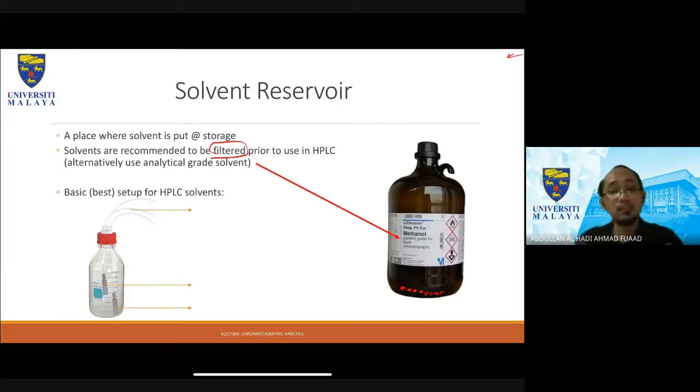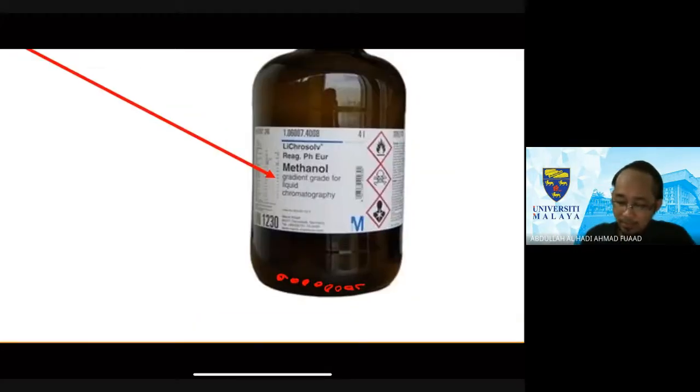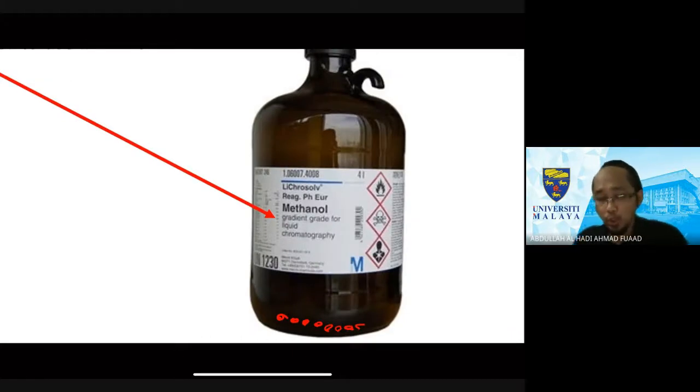Otherwise, if you just purchase the ones that are ready for use, of course it depends whether you want to filter it or not. It is always recommended that you filter your solvent. Okay. So there are multiple types of solvent. For those who might not know, a company. So this one comes from Merck. You can see the M logo over there.